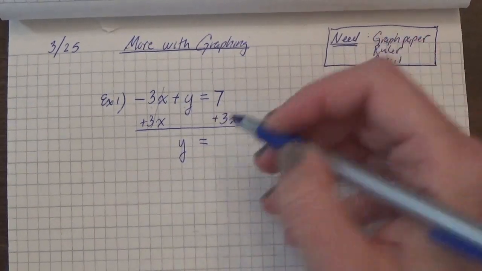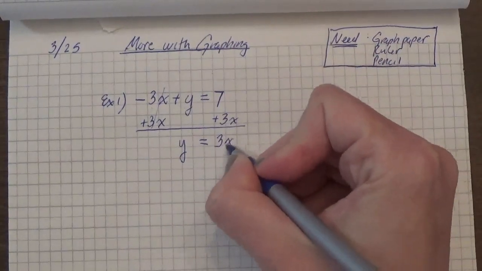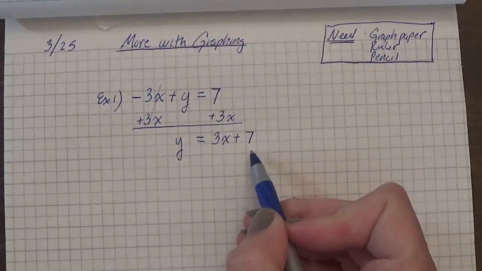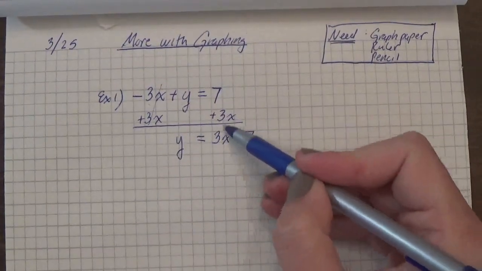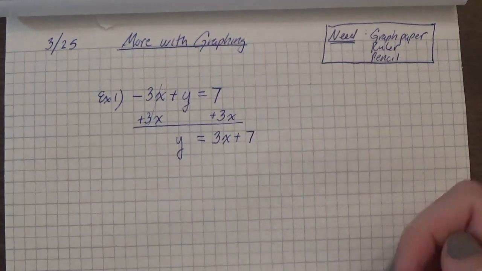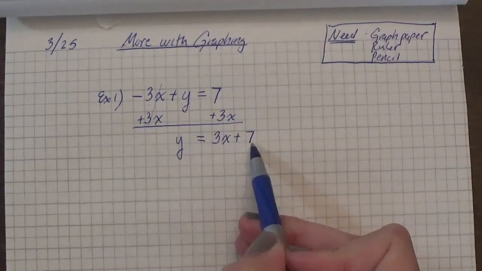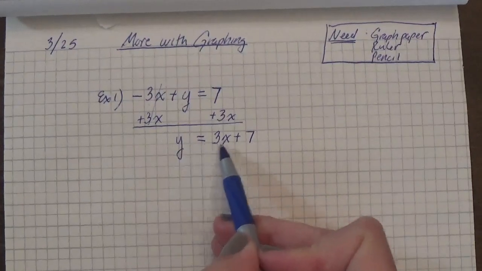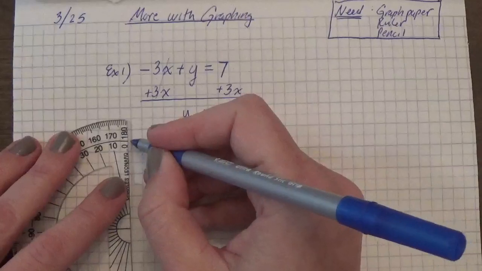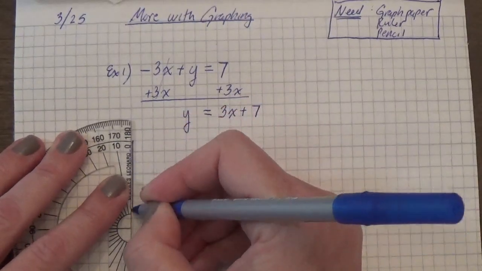I'm going to write the term with the x first, a positive 3x and a positive 7. Now if you switch this, you would still be correct, but typically they put the term with the x first and then the constant after that. So now we have an equation that looks like yesterday. Y equals 3x plus 7. And now we can make our table just like yesterday.